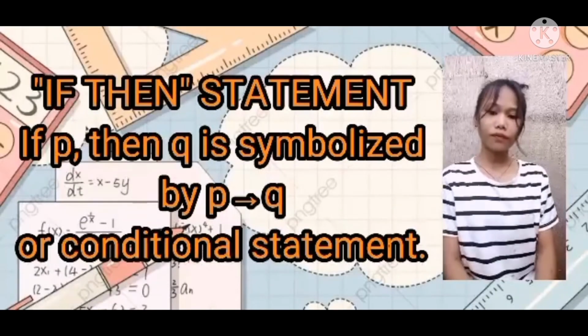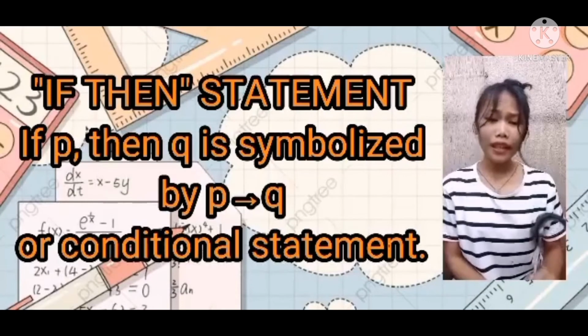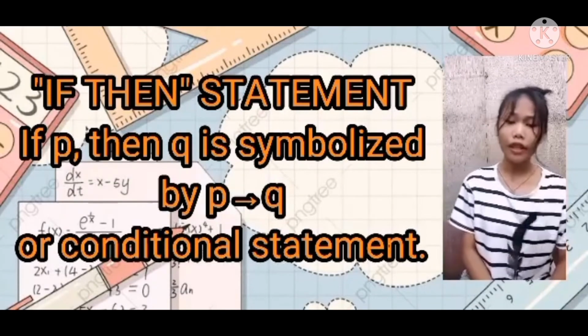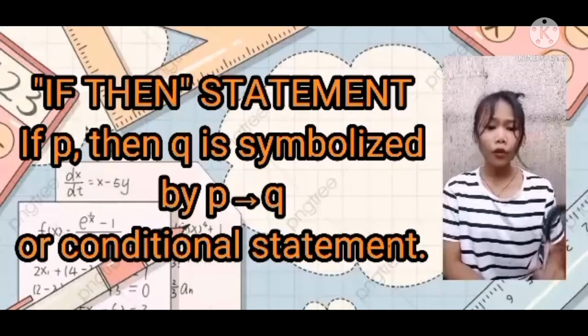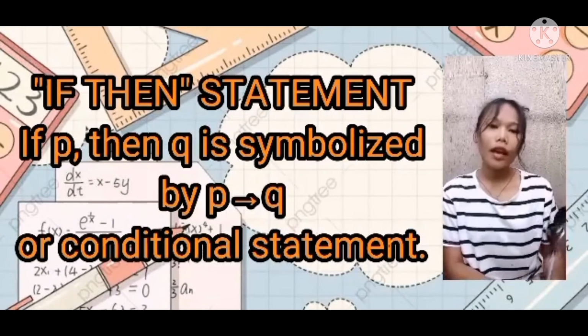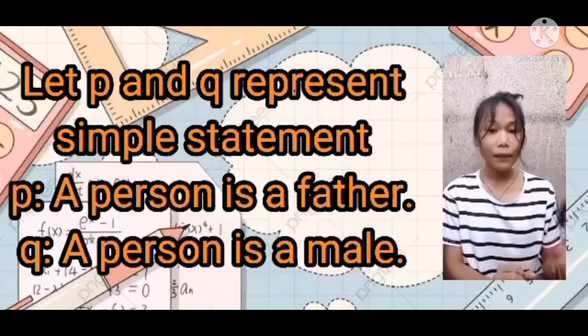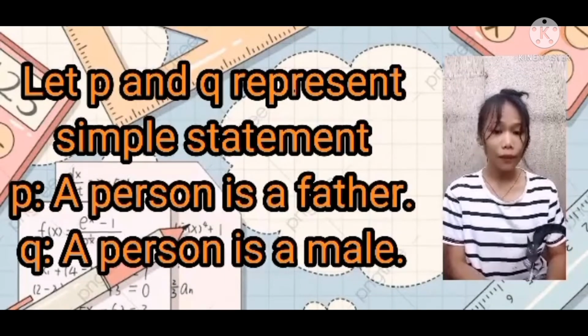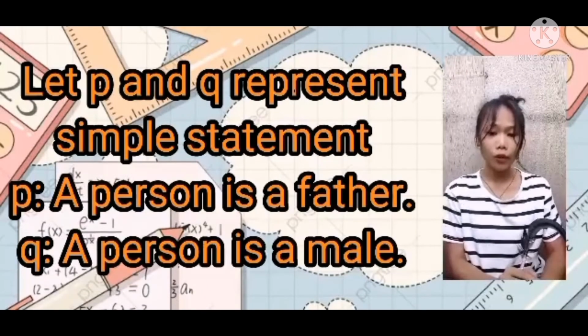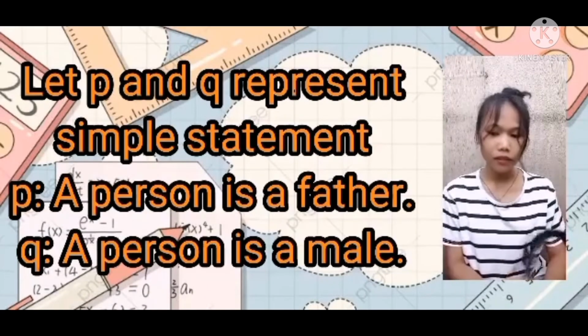The if-then statement. If P then Q is symbolized by P arrow Q, or a conditional statement. So how do we use the if-then statement in a compound statement? Let P and Q represent simple statements. Statement P: a person is a father. Statement Q: a person is a male.